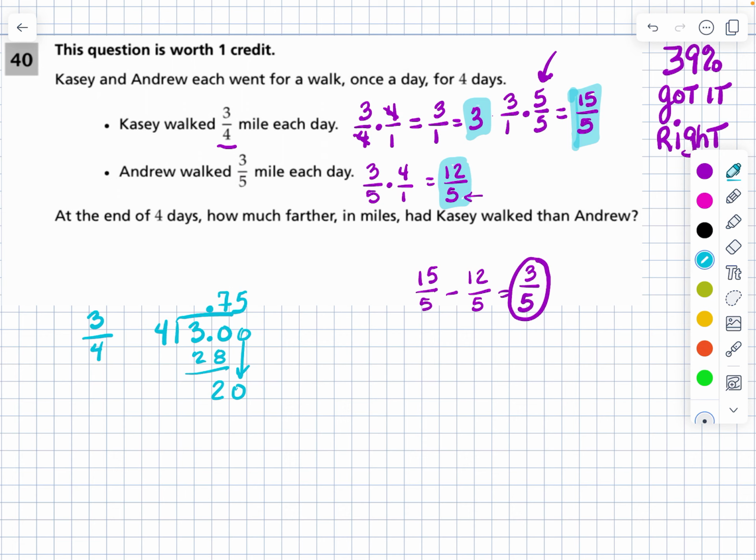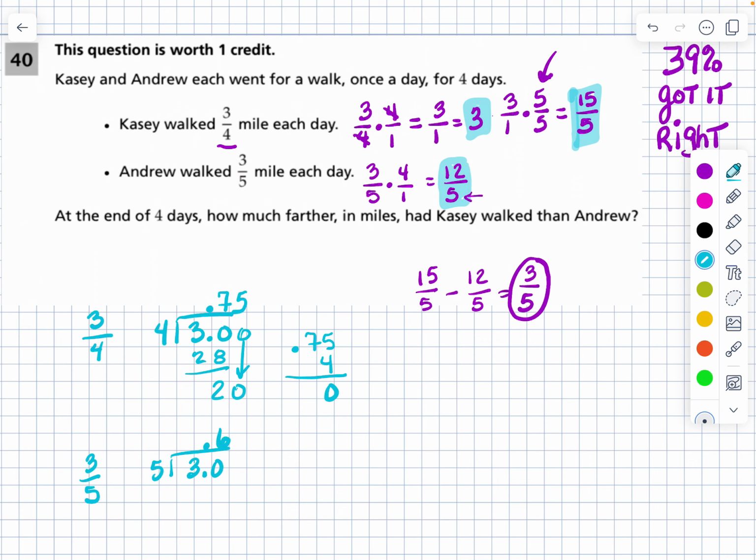And now let's go to 3/5. So we'll go 5 into 3. Well, it doesn't go into 3, but it will go into 30 evenly 6 times. So now we've got 0.75 and 0.6. Now we need to go to the next step. We need to multiply 0.75 times 4 days, right? Because 0.75 is how far Kasey walked in 1 day.